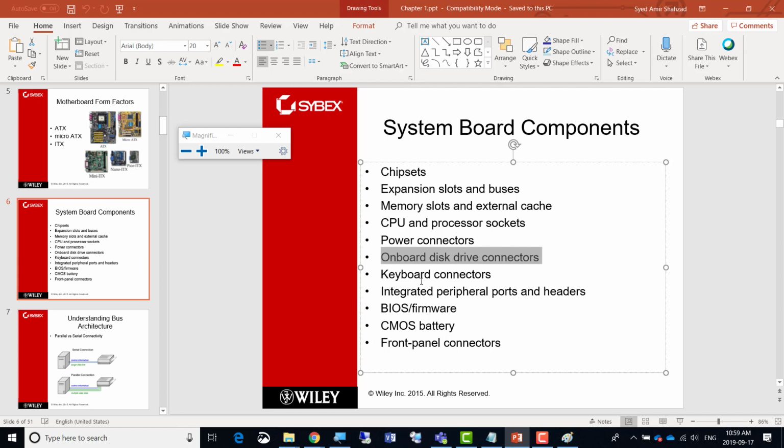Okay, so keyboard connectors, we understand that. Integrated peripheral ports and headers. So peripheral ports and headers, really? Peripheral ports, what do you see here? Oh, that was the easiest thing. I just gave you the answer right away. But peripheral ports, as soon as I showed you this, those are all the ports here. Peripheral ports for USB, for sound, for what else you see here?